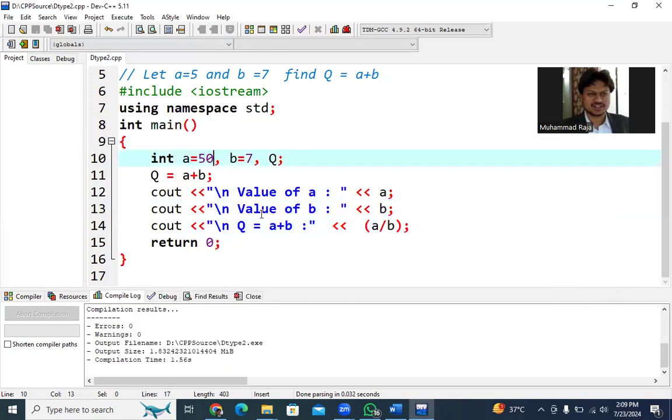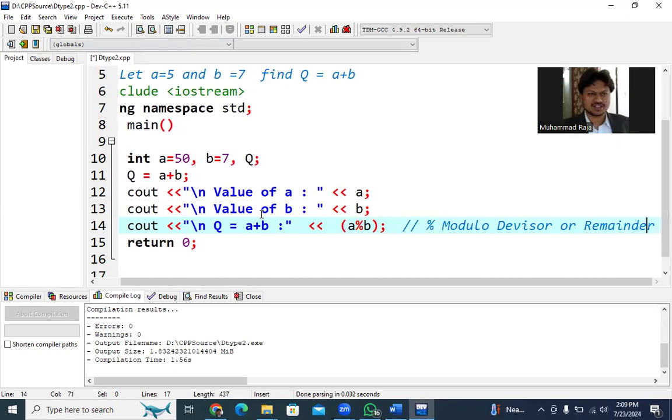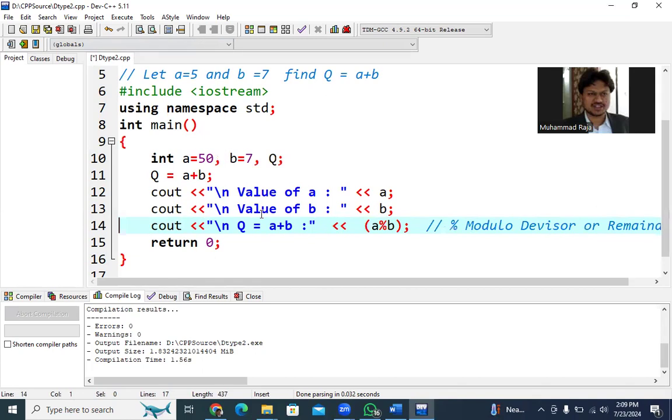There is a very interesting operator. That operator is called modulo division. Remember that: when you put a percentage sign here, that sign is called modulo division. That percentage sign in C language is known as the modulo operator, or remainder. We know that division is a complicated operation. It has two answers. One is how many times it goes in, and the second is the remainder.